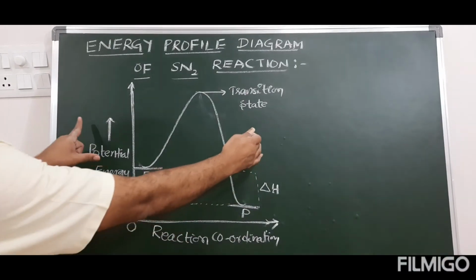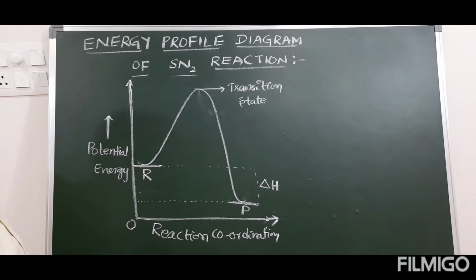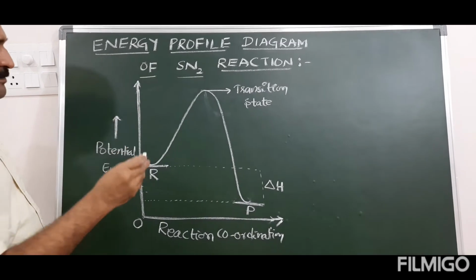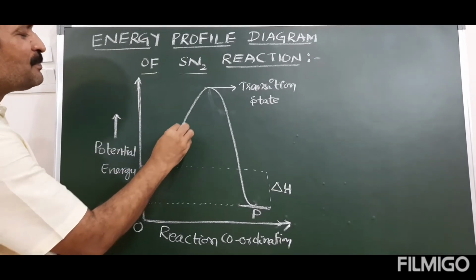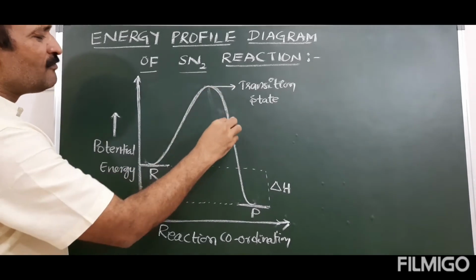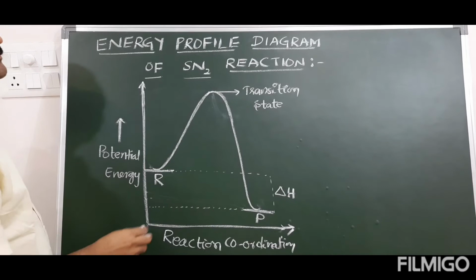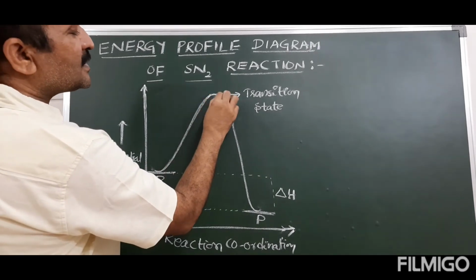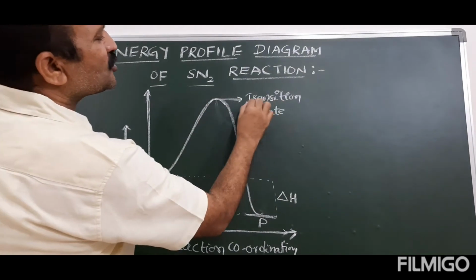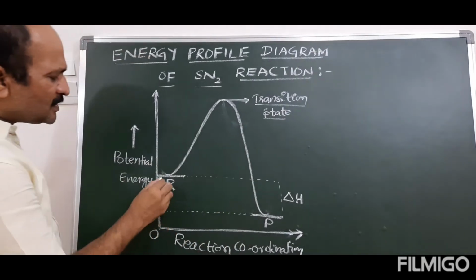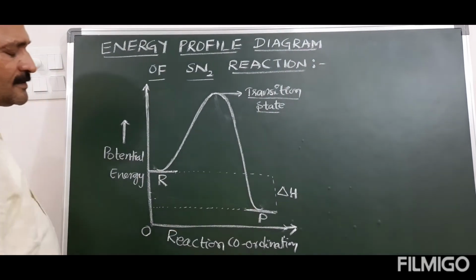Students, this is the energy profile diagram for SN2. It is completed in one step. That's why you are getting only one peak. This peak has the highest energy, and it represents the transition state. And this is the reactant and this is the product.